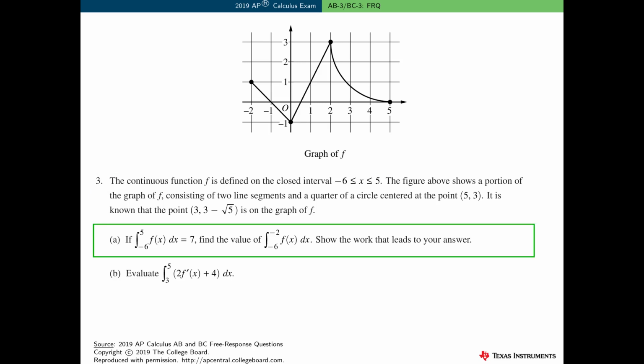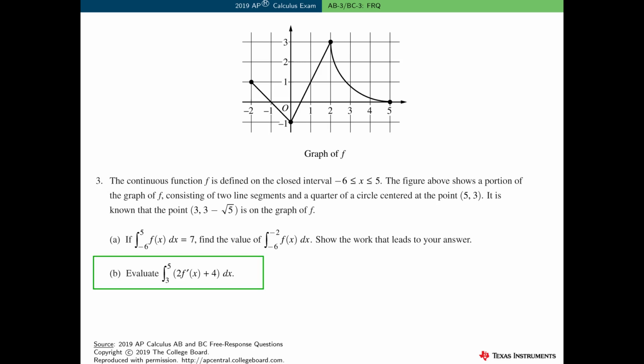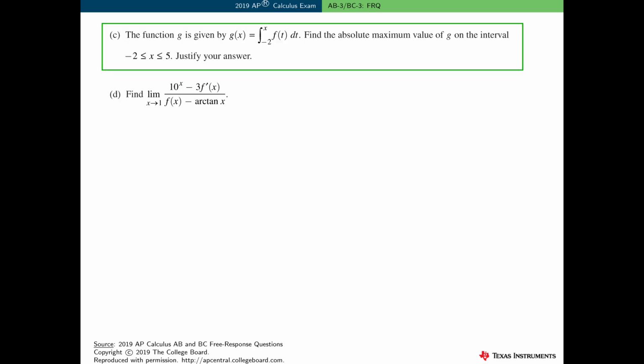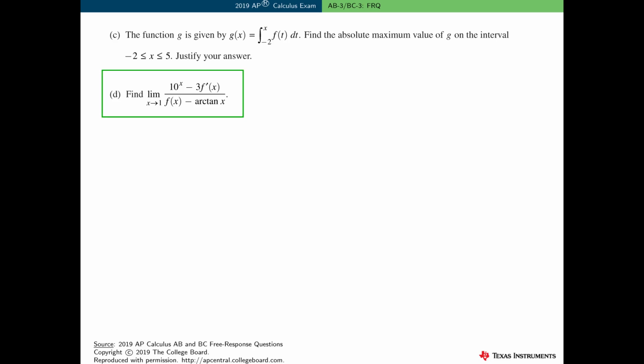In Part A, we're given the value of a definite integral and asked to find the value of a related definite integral. Note that the student is reminded to show the work that leads to the answer. And in Part B, we're asked to evaluate a definite integral involving the derivative of the function f. In Part C, we're given a new function g, defined in terms of a definite integral, and we need to find the absolute maximum value of this function over the interval -2 to 5. And finally, in Part D, we need to evaluate a limit.